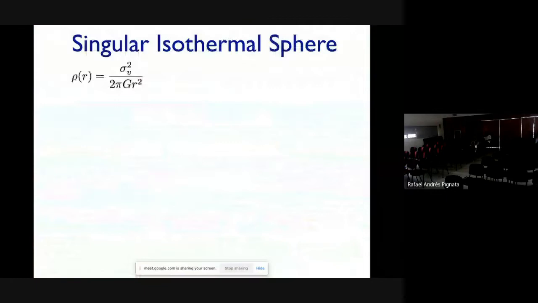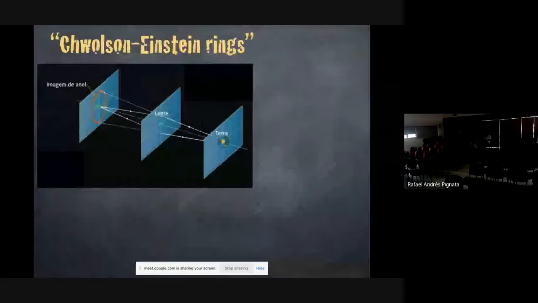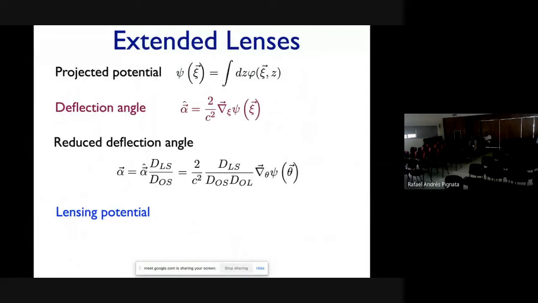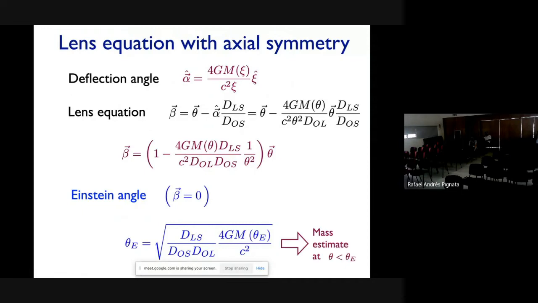So let's go back to the lens equation. Oops. You can take this time to ask questions. Okay, so let's go back to the equation. I'm sorry.